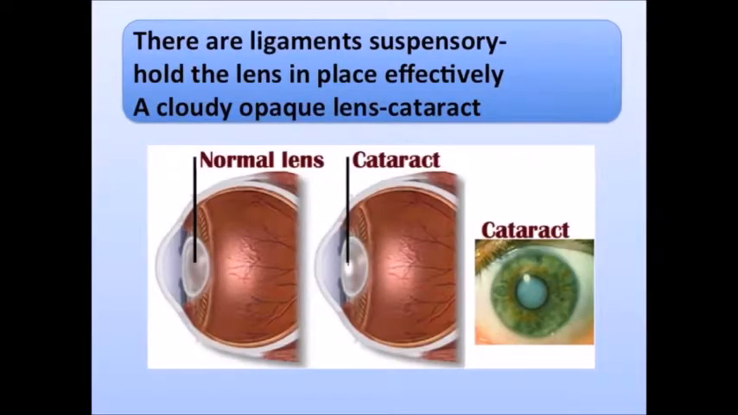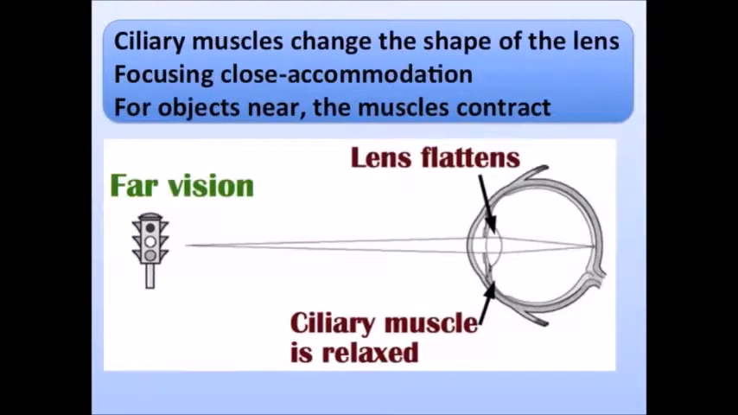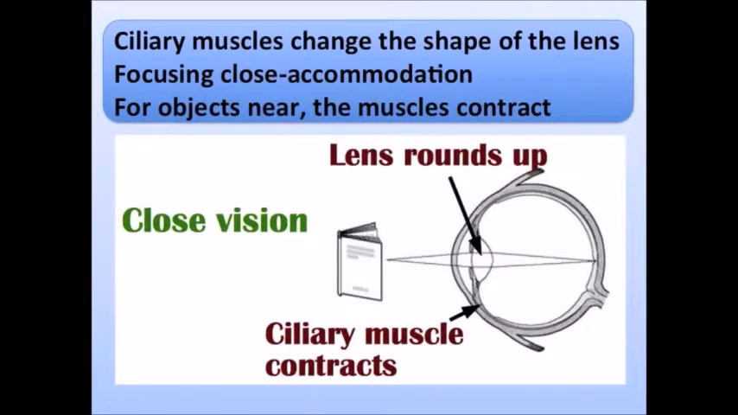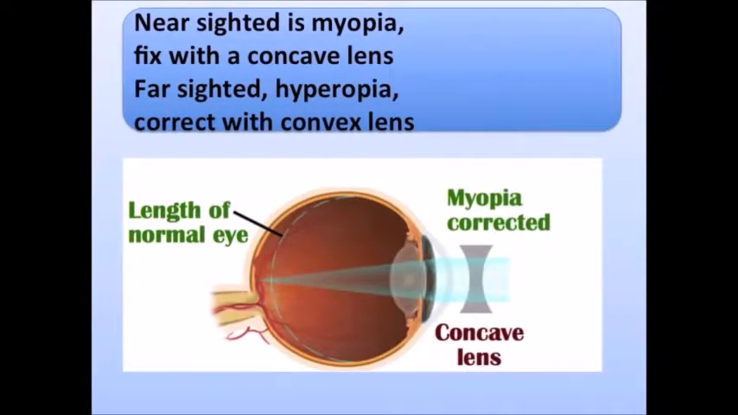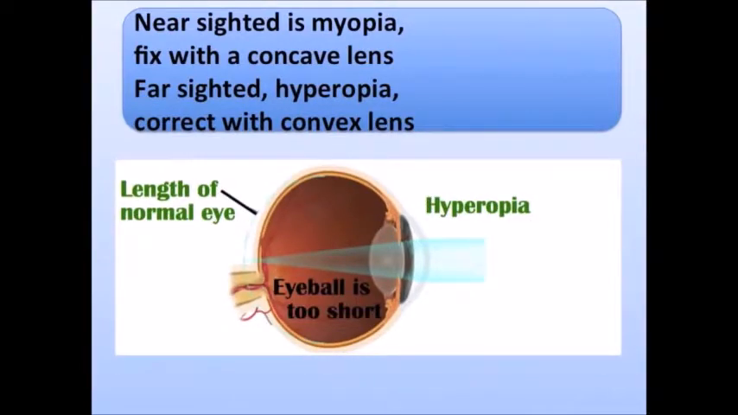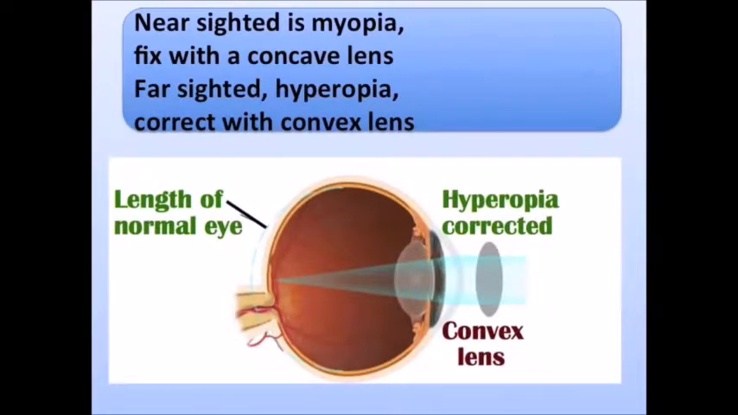A cloudy, opaque lens, cataract. Ciliary muscles change the shape of the lens, focusing close, accommodation for objects near, the muscles contract. Nearsighted is myopia, fixed with a concave lens. Farsighted, hyperopia, correct with a convex lens.